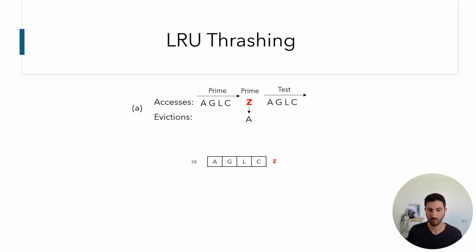But also, when we access address A, we evict address G from the cache. Next, when we test address G, we receive a cache miss, since it was evicted by address A. But also, when we access address G, we evict address L. And so on, we receive cache misses on addresses L and C. In one traversal of addresses A, G, L, and C, we receive 4 cache misses.